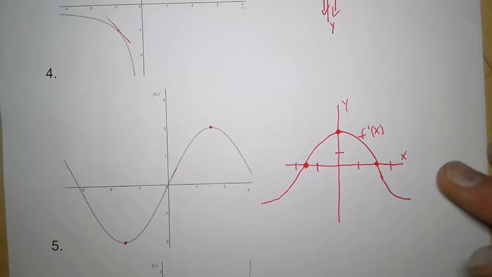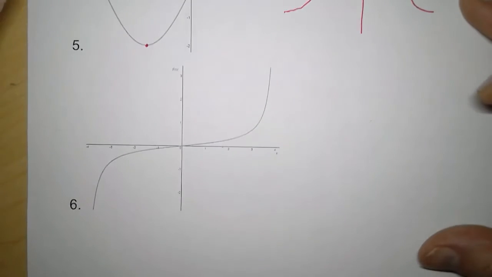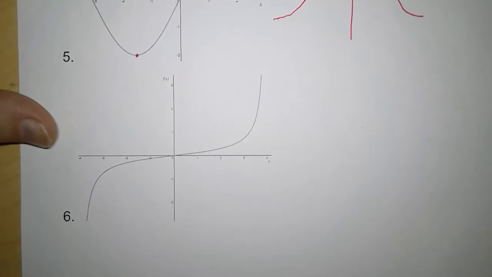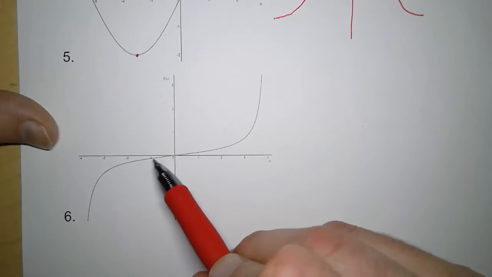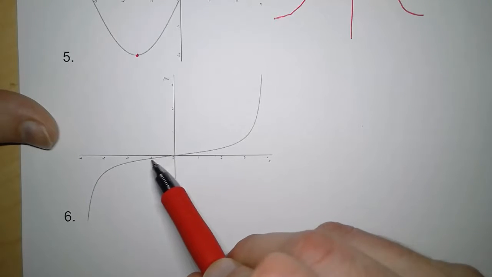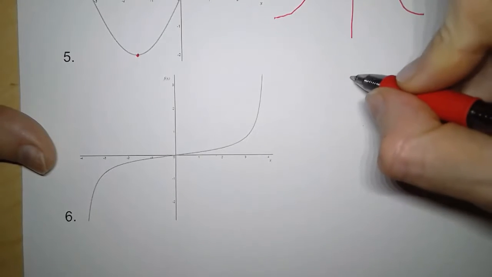Moving on to number 6. This one doesn't have any negative values. The slope is always positive. And so here it's very positive, and then it levels off until it's almost linear, and then it starts to pick back up again.